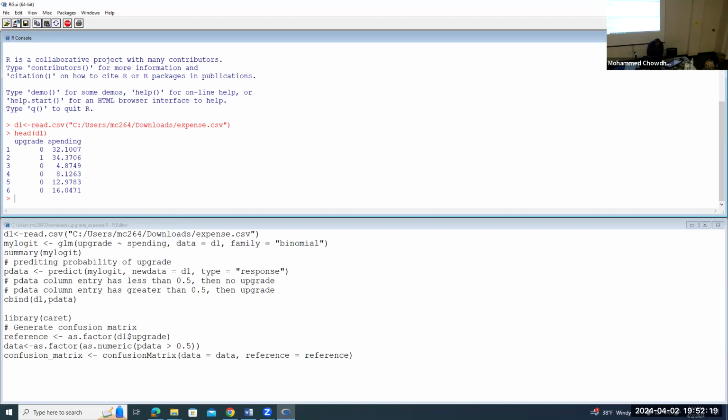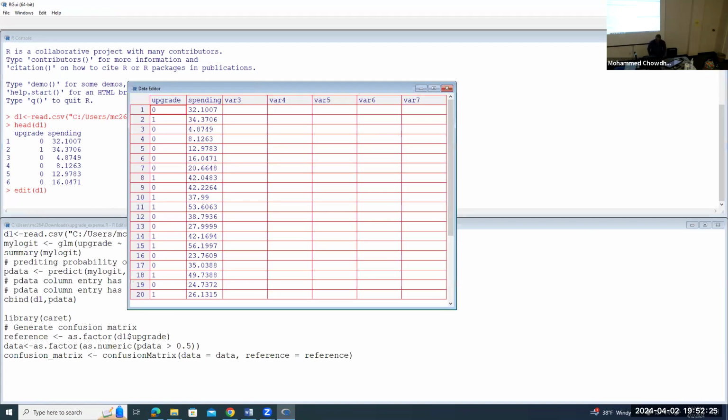Let me write in this format. Edit, D1. Now take a look at that. Corresponding to 1, they have higher expenses, right? On the other end, 0 has lower expenses, right? So we want to fit the model on this data. I want to predict the probability. If the predicted probability is greater than 0.5, and we can find the cutoff value from this spending, say a yearly spending of $40,000, then we find those people and mail the advertisement offer only to them.